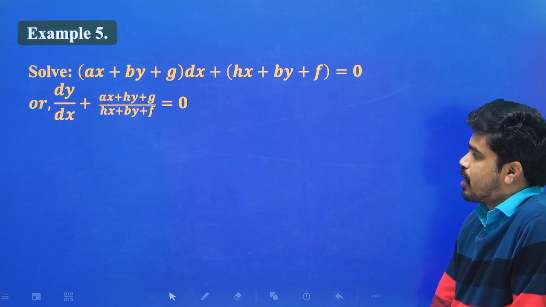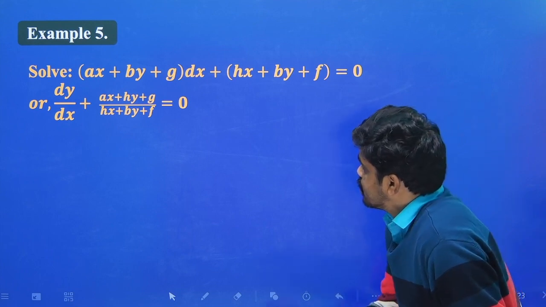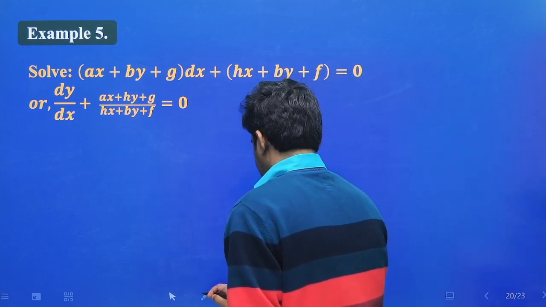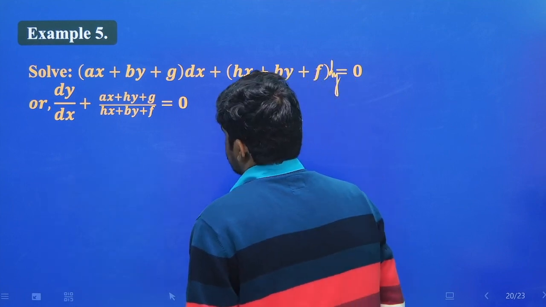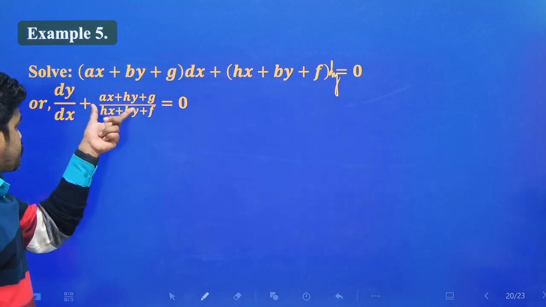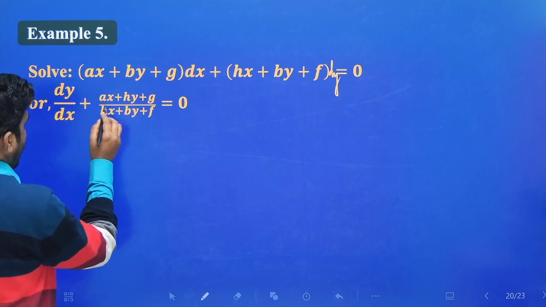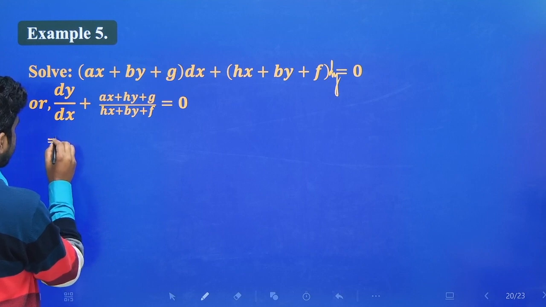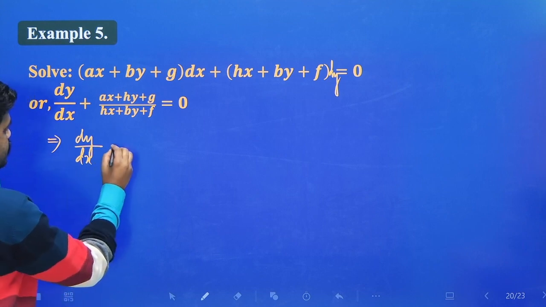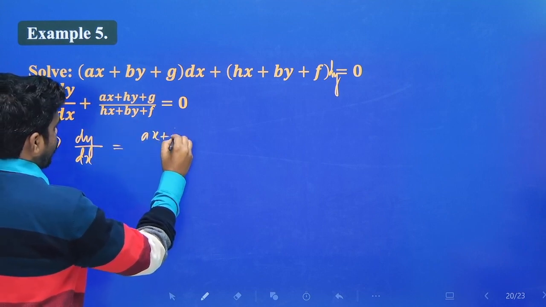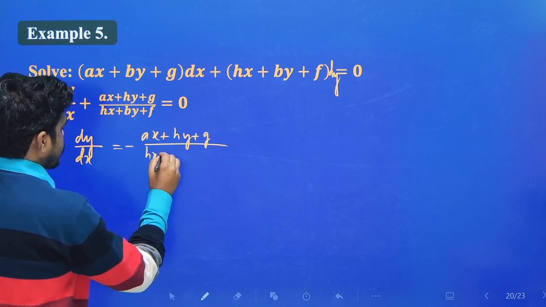Solve (ax + hy + g) dx + (hx + by + f) dy = 0. Look, this problem and the earlier one are the same. Let me write dy/dx as minus (ax + hy + g) divided by (hx + by + f).